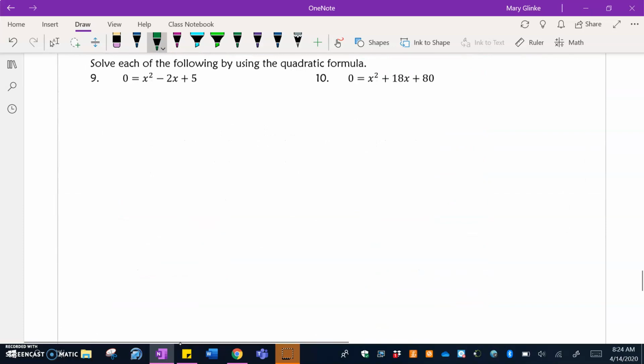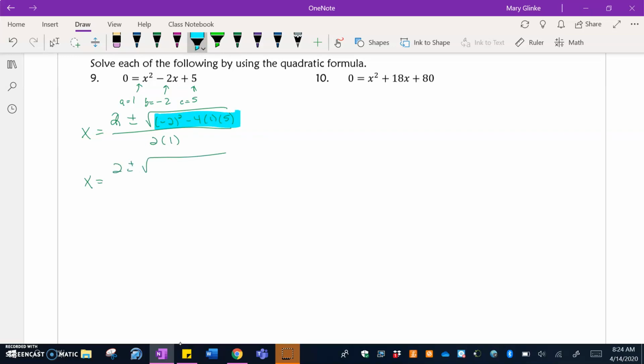Okay, let's try a couple using the quadratic formula. So we're going to do x equals -b plus or minus the square root of b squared minus 4ac all over 2a. And so we have to identify a, b, and c, and then we're going to plug those in. So x equals -b becomes a +2 plus or minus the square root of b squared minus 4ac all over 2 times a. And so we are going to simplify everything inside your square root there. It becomes a +4 minus 20 all over 2.